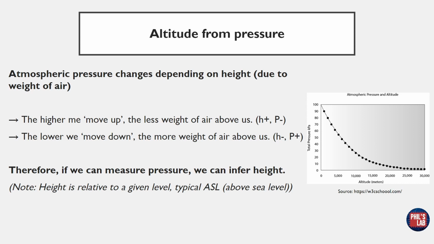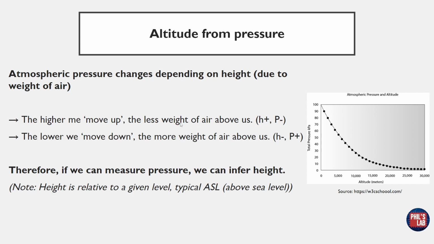First of all, let's talk about how we even get altitude from pressure measurements. In essence, it's based on the fact that atmospheric pressure changes depend on the height. This is due to the weight of air above. So the higher we move up, starting from the Earth's surface, the less weight of air is above us. So as we increase our height, we decrease our pressure. The opposite is true as well.